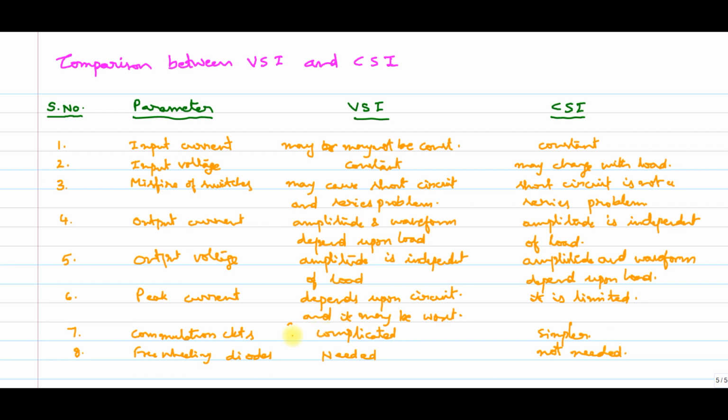And coming to the large reactor. Is it required or not? A large reactor is not at all required in VSI. But in CSI, it is very much required to obtain a constant current source.